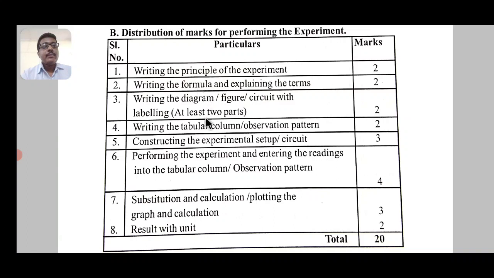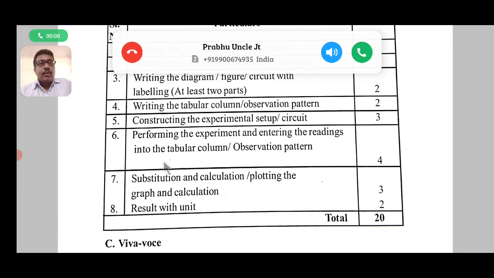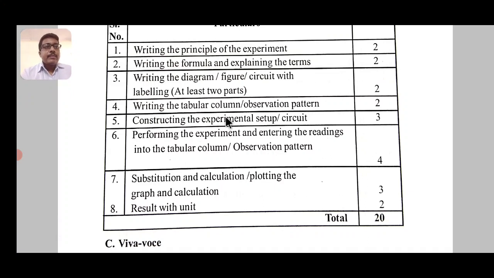So the related formula, tabular column and observation, if you practice all these, then it is very easy to do the experiments. So all of you have to practice the diagrams first. So after practicing the diagram only, you may move to formula, tabular column and observation, because the rest of the things are the experimental things. So if you draw the diagram correctly, then doing the experiment is a very simple thing. So I suggest that all of you should do the experiments properly and prepare well for the examination.